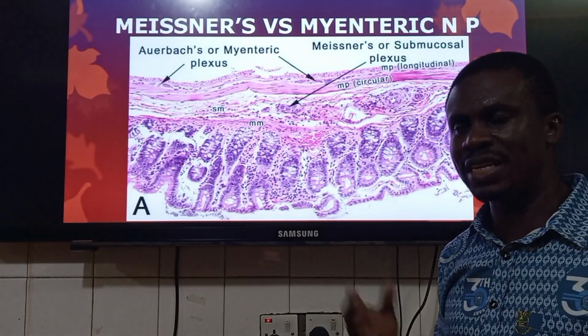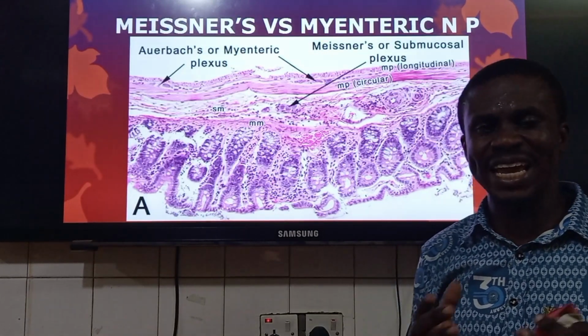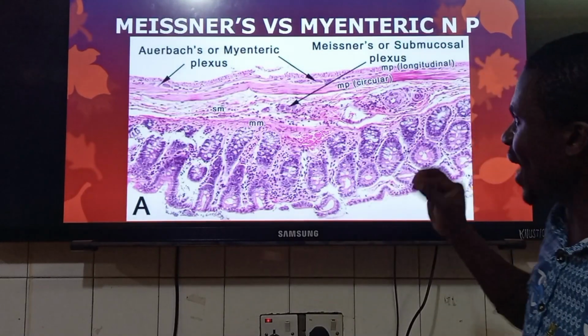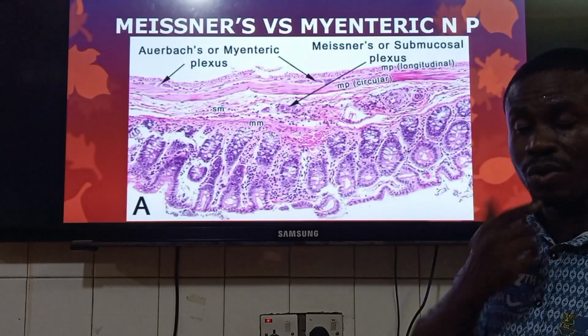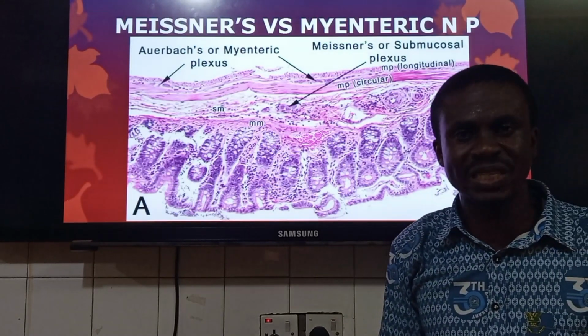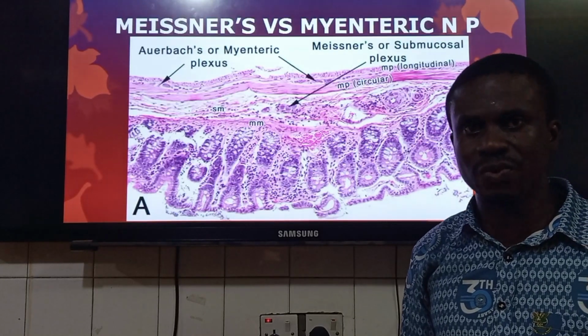As I mentioned, between the inner circular and outer longitudinal muscle layers, usually we talk about the gut brain, we have the enteric nerve plexus. Okay, so for that enteric nerve plexus of the gastrointestinal tract, there are two main things I want you to know, which of course in the developmental anatomy I explained to you, they arise from what we call the neural crest cells, the 4J layer.